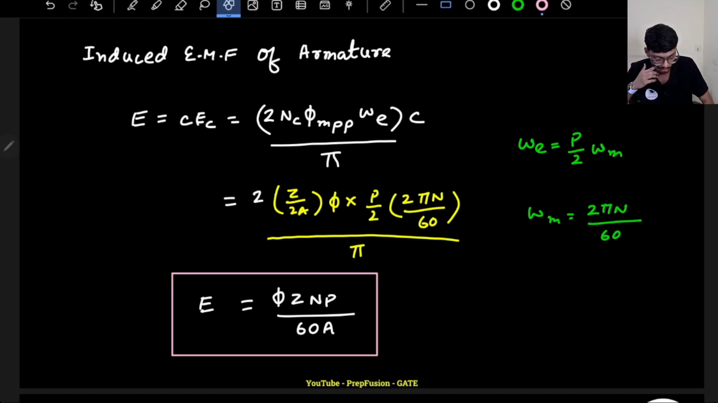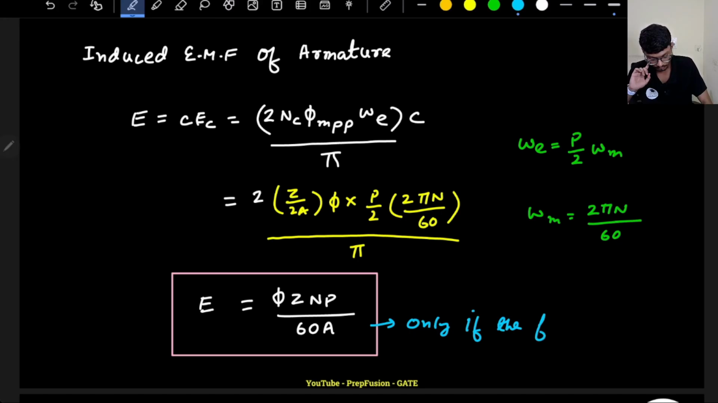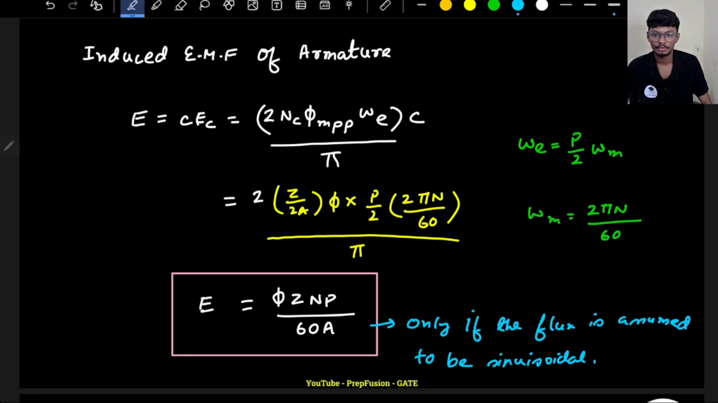Remember, this will be the induced EMF only if the flux is assumed to be sinusoidal. If it is flat top, then the induced EMF might be different, because then the average formula will change. Everywhere else we use this, but nowhere do we mention that this formula is valid only if the flux is assumed to be sinusoidal. If it is not sinusoidal, this value will be something else. Just be careful about this. This was about the formulae.